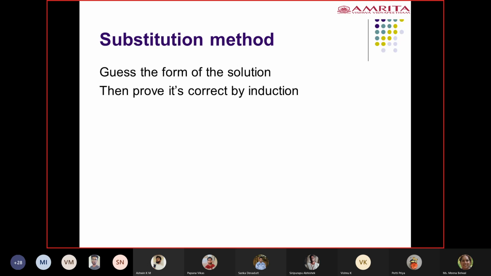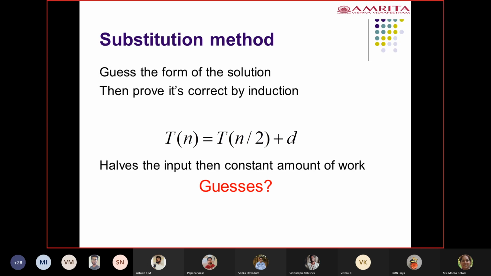So in the substitution method, we guess the form of the solution and then prove it is correct by induction. That is what we do. Now if you have T(n) = T(n/2) + d. You had seen in merge sort T(n) = 2T(n/2) + cn, and now we are saying T(n) = T(n/2) + d. Now what is d? d is not involving n, so d might be a constant. What is happening here? Half the input, then a constant amount of work.